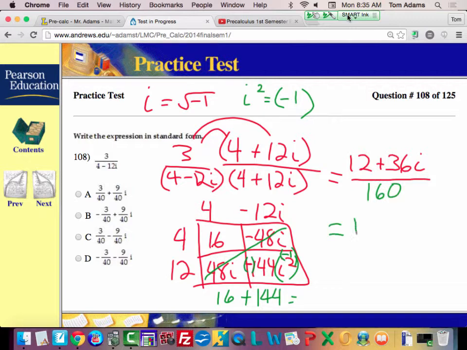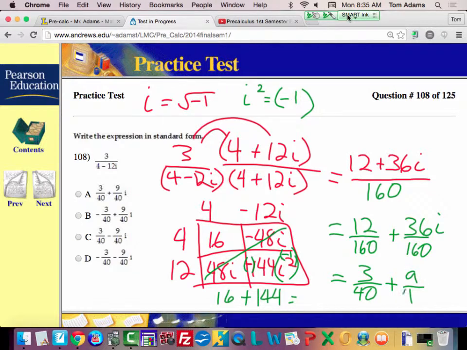So we can write that as 12 over 160 plus 36i over 160. And now we just have to reduce. Does 12 go into 160? Does 8? Or no, wait, does 6? 4 does, I think, doesn't it? 4 does. So if I divide by 4, I get 3 over 40. And then if I divide by 4 on this side, I get 9 over 40.